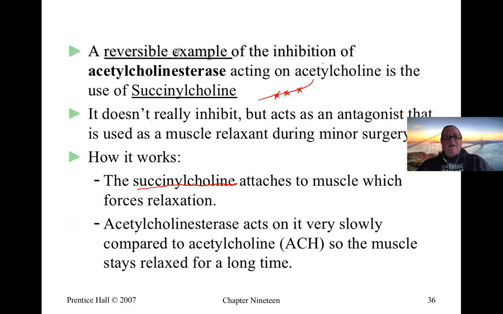And then this acetylcholinesterase works on this rather than the acetylcholine, and as it's working on that, it's not getting to the acetylcholine, and it breaks this down much slower. So that enzyme is acting on this succinylcholine very slowly, compared to how it would break down the acetylcholine, so that the muscle can stay relaxed for a very, very long time.